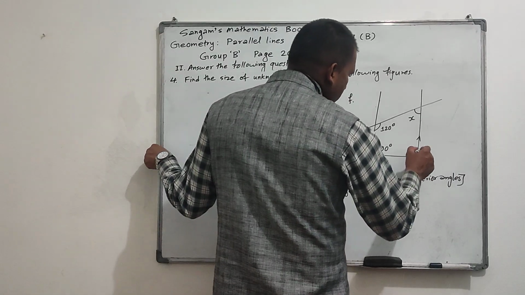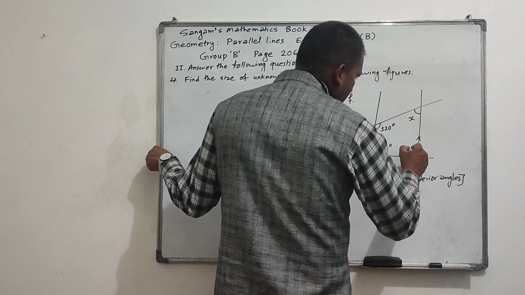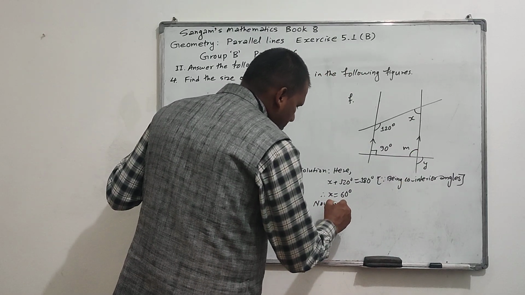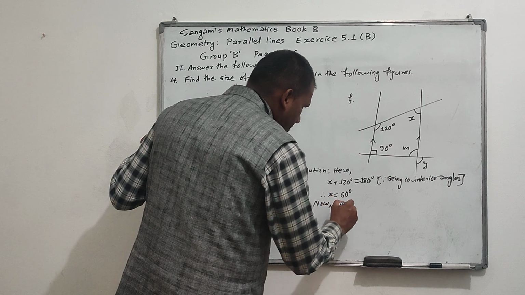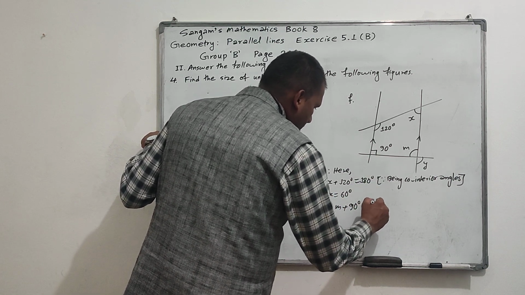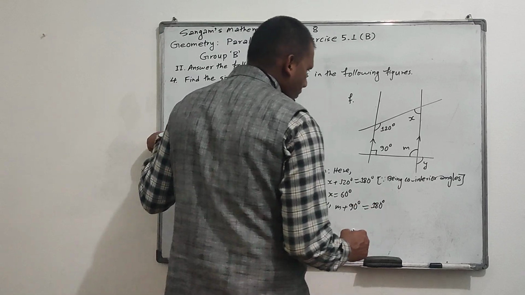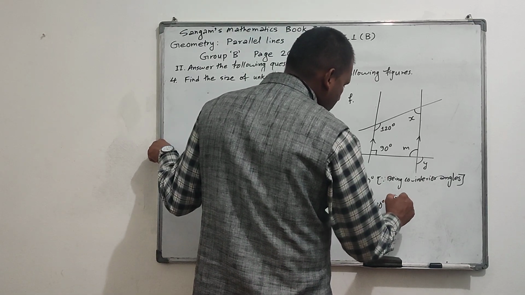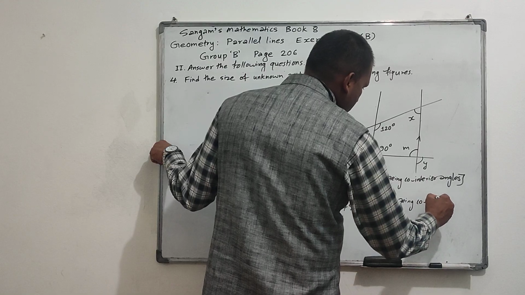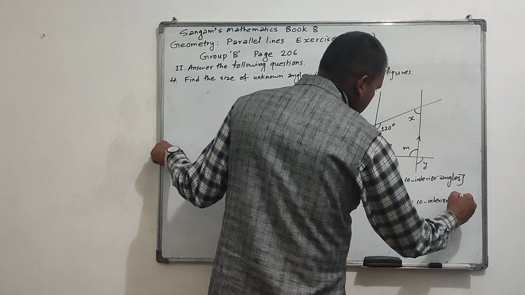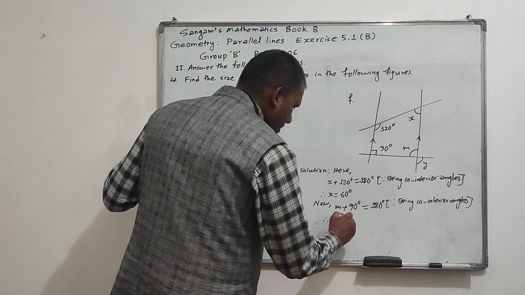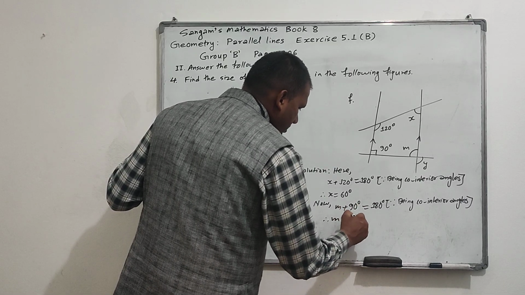Then we have to find y. Let us suppose this angle M. Now M plus 90 equal to 180 degree. They are also co-interior angles, therefore M equal to 180 minus 90, that is 90 degree.